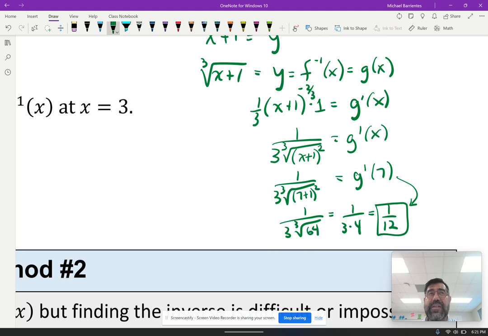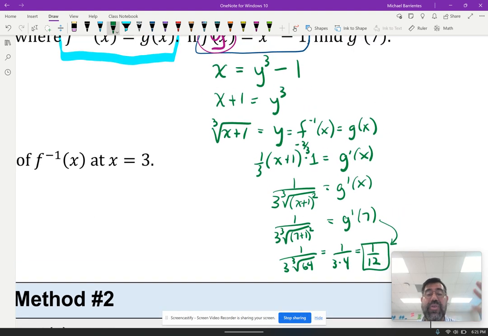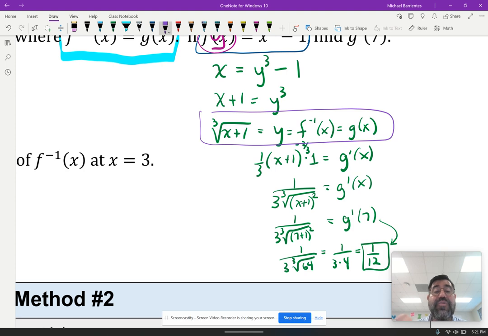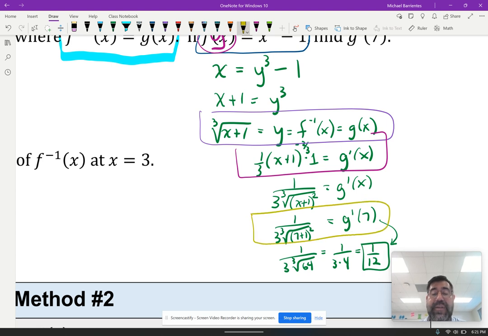This is a little laborious, right? I had to do multiple steps. I had to actually find the inverse function, which we did right here, take the derivative of the inverse function, which we did here, and then substitute the value given to get to my final answer. Multiple steps, but I got to the answer.